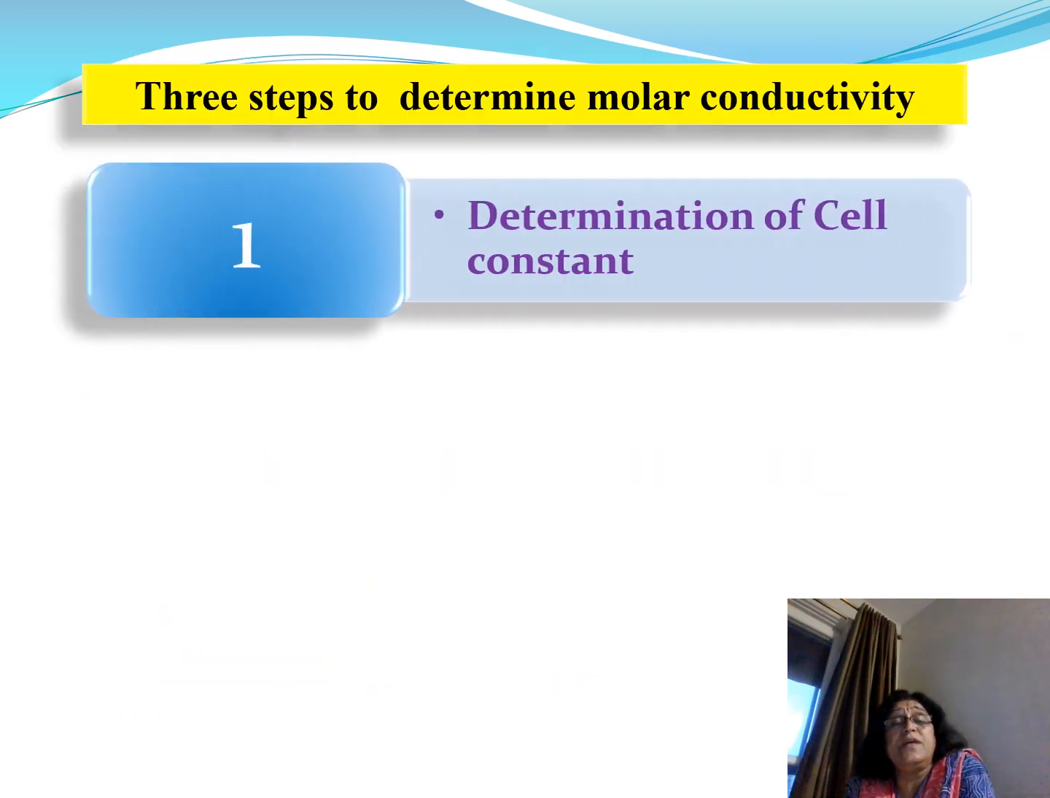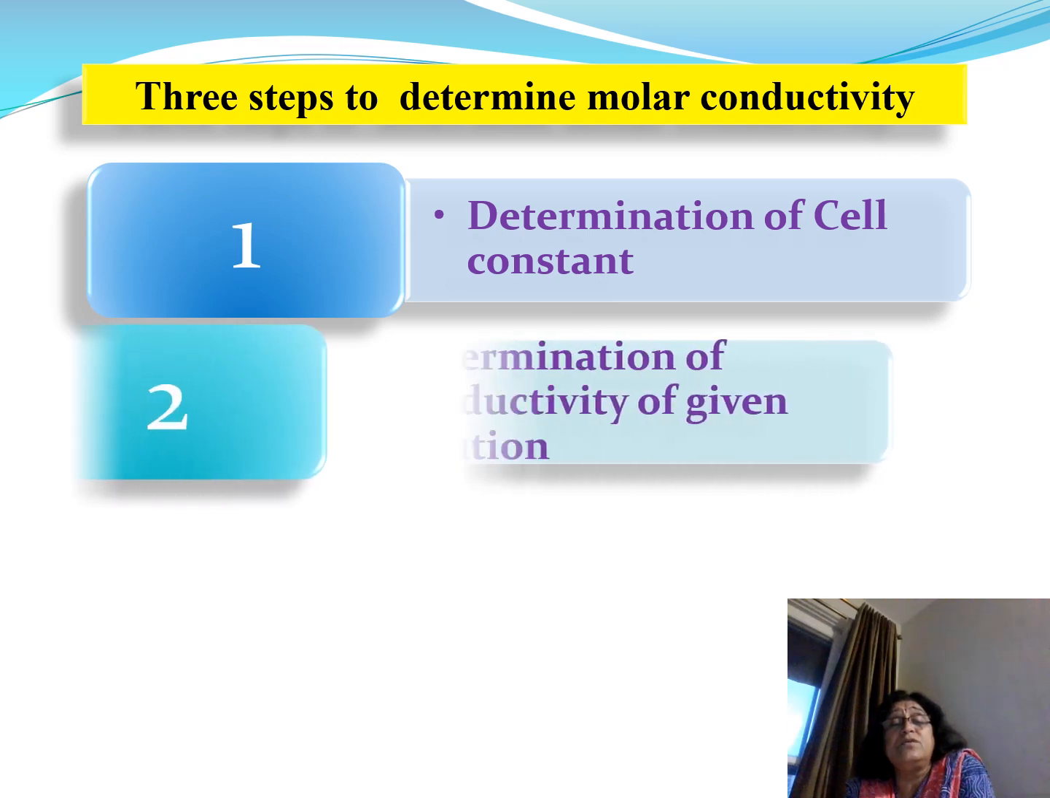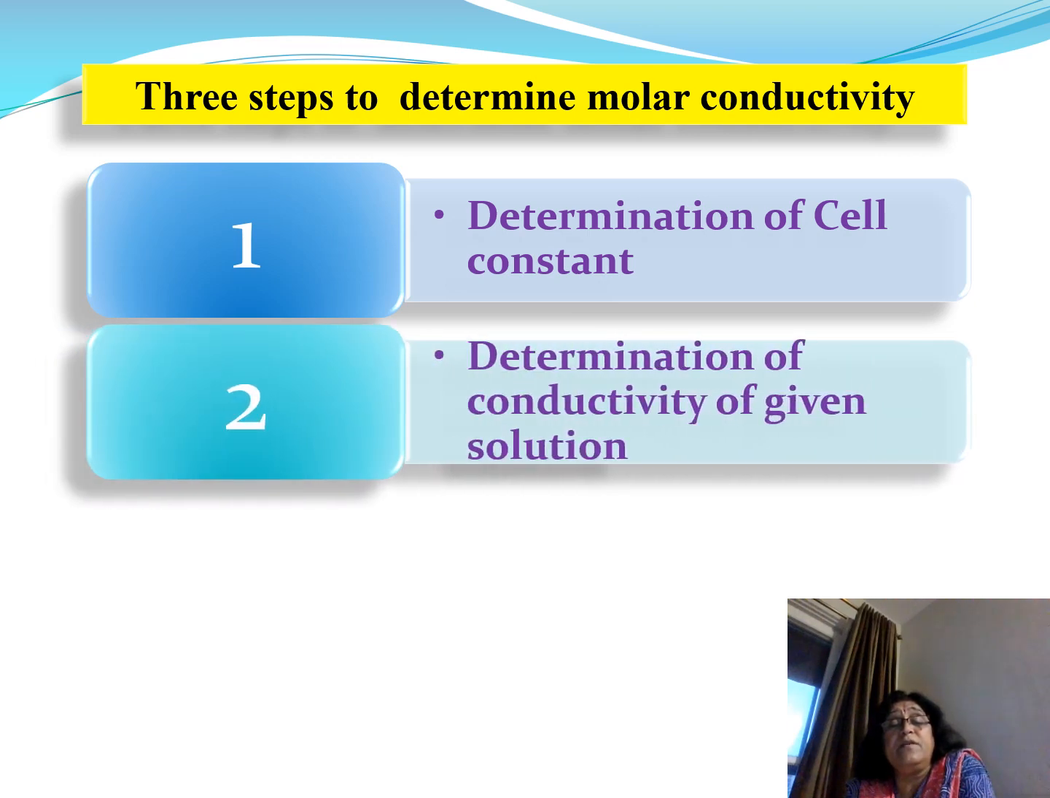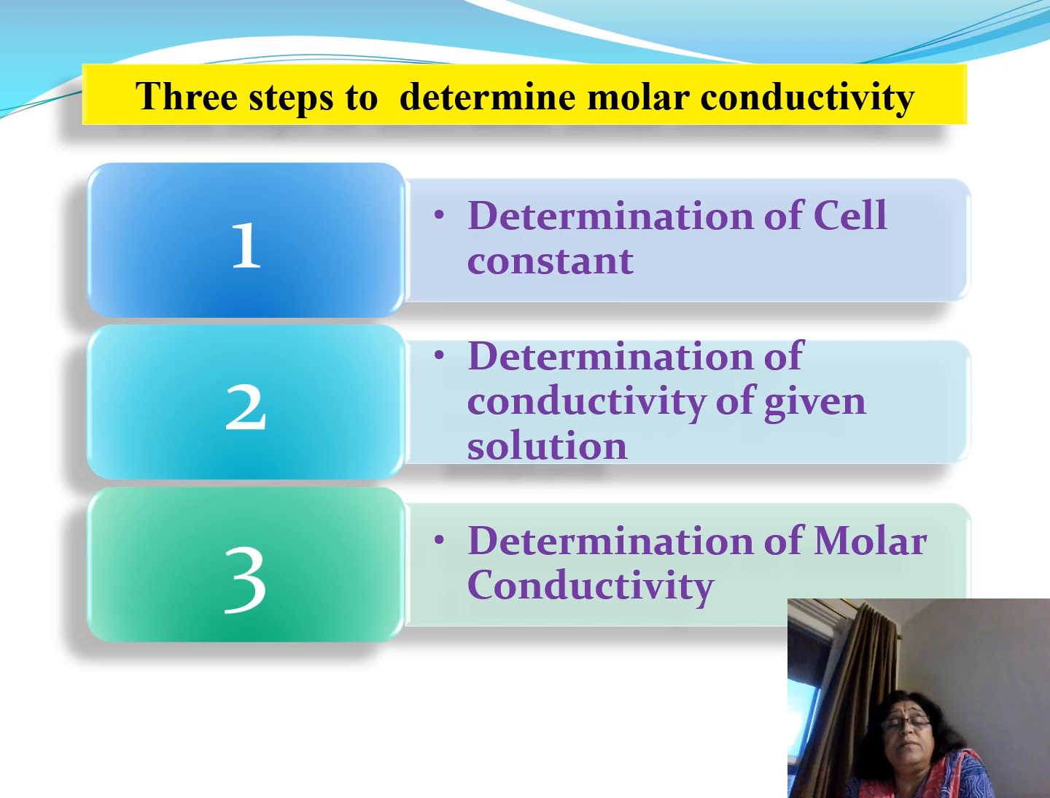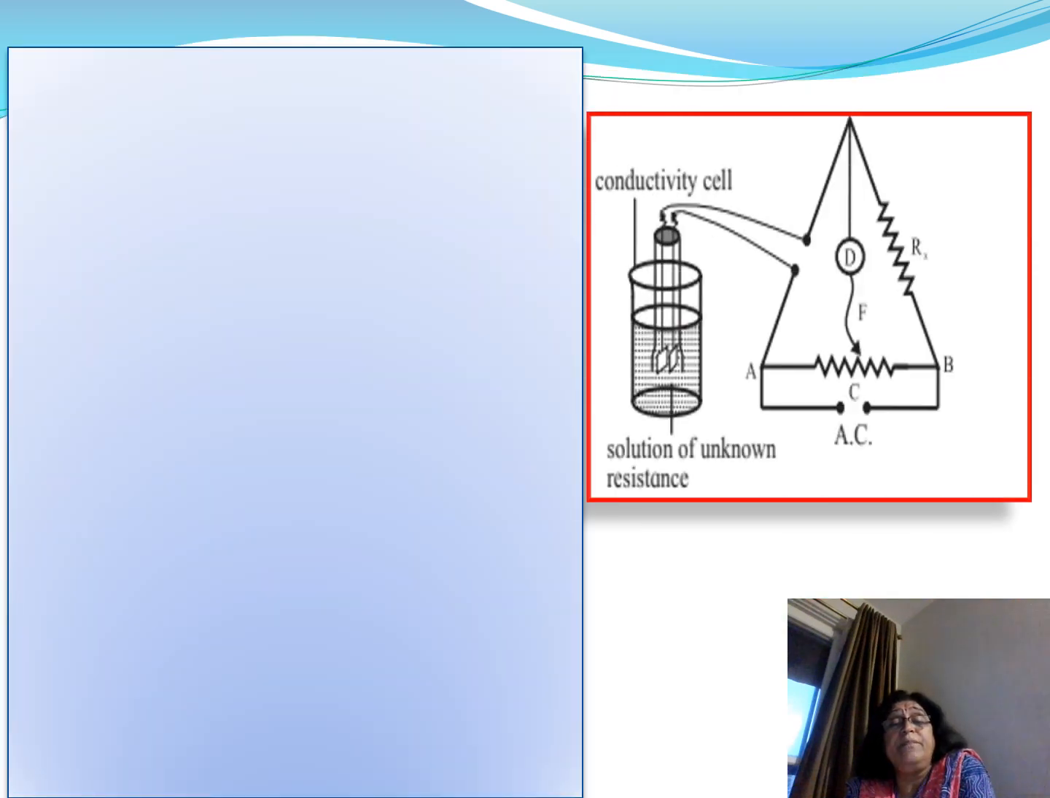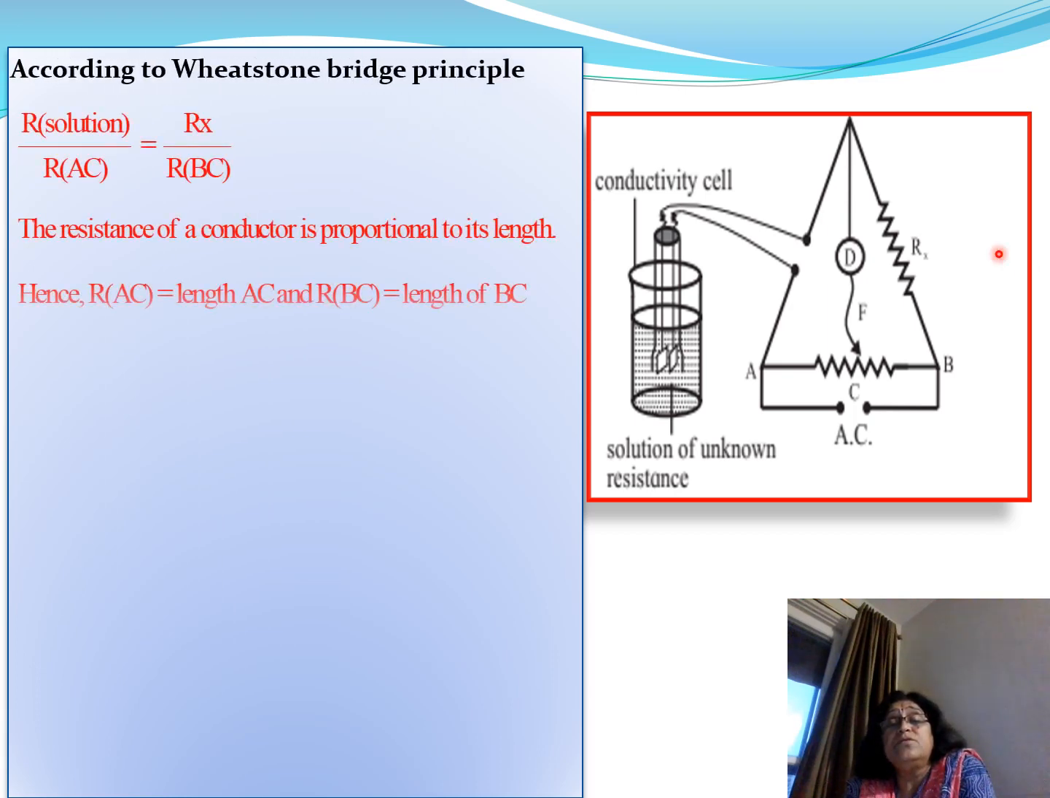So three main steps are: first we will determine the cell constant, then we will determine the conductivity of the solution, then we will determine the molar conductivity. So how will you do it? Let's see. Now we have to use the Wheatstone bridge here. According to the Wheatstone bridge principle, you see here the resistances are given, and the unknown resistance is of the conductivity cell.